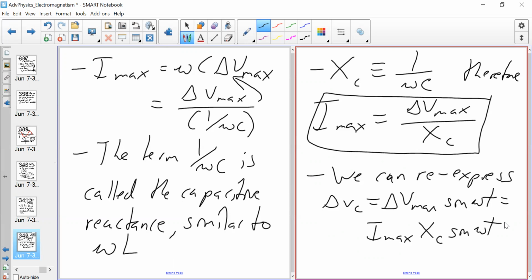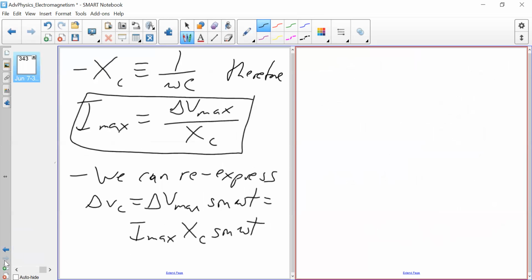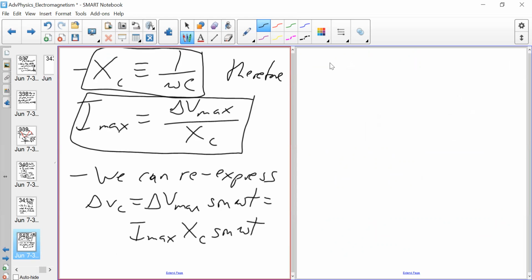So you have a problem. I want you to find the voltage in an AC circuit with a capacitor. The parameters you can use are given. So again, we can take a look at this capacitor reactance equation here and talk about that.